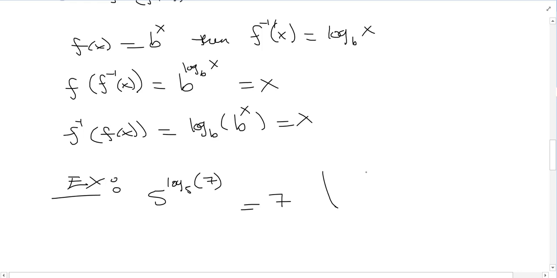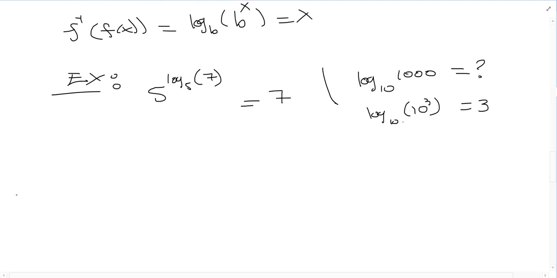And similarly, if I have the log base 10 of 1000, what's that going to be? This is log base 10 of 10 to the third. So the bases match, so this is just 3. So I just get the exponent back.